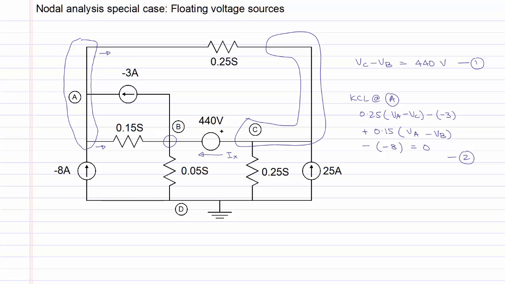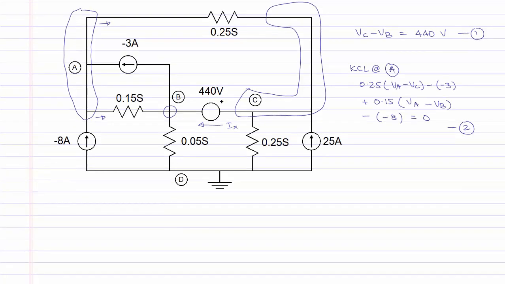We will write KCL at node B next, and it will give us the current leaving through the current source with a positive sign, and the value of the source is minus 3 amperes. Current leaving through the 0.15 Siemens conductance will be given with a positive sign, and its value will be 0.15 multiplied by VB minus VA. Current leaving through the 0.05 Siemens conductance, 0.05 multiplied by VB, and the current entering from the voltage source, which will be minus Ix, is equal to 0.